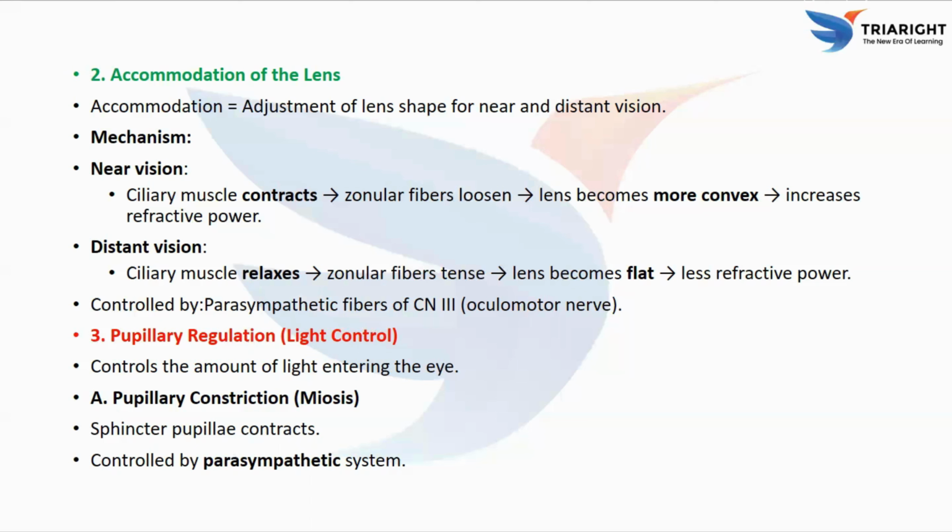So what is the mechanism of pupillary constriction? The sphincter pupillae muscle contracts and then the pupil becomes smaller. So why is it important? Pupillary constriction, accommodation for near vision and also convergence together form the near triad. This is controlled by the parasympathetic system, also via the third cranial nerve.